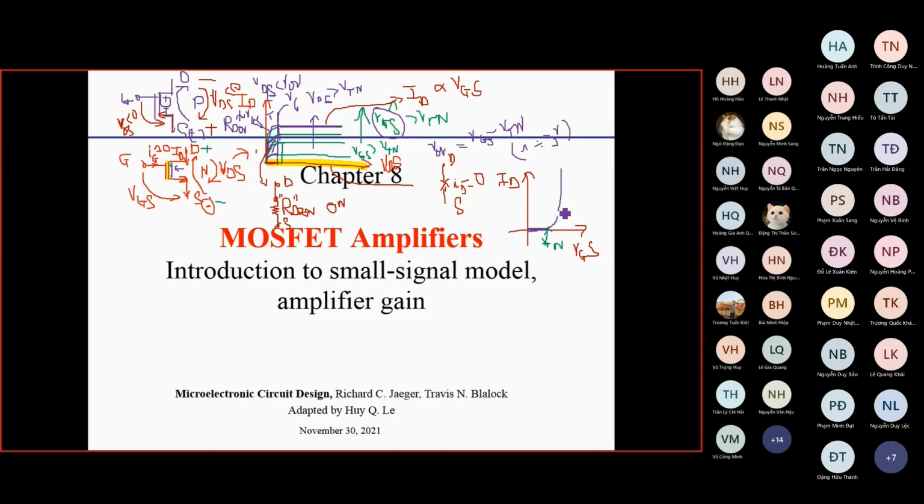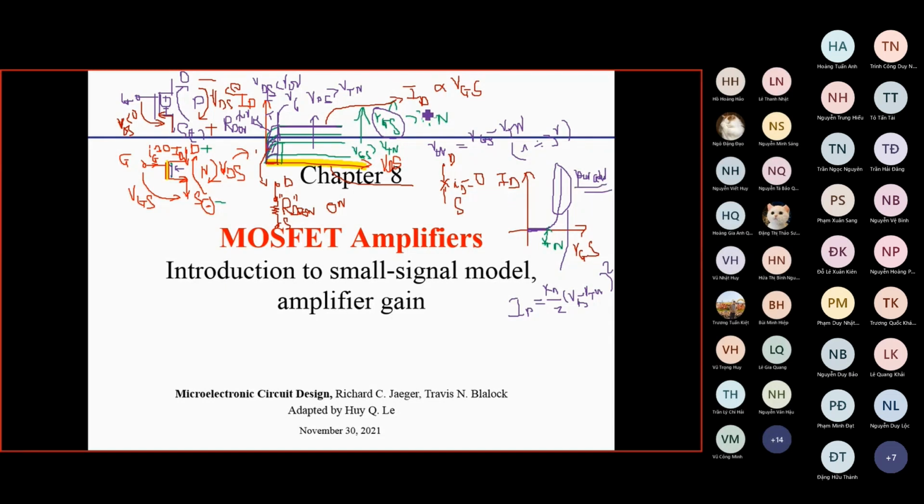In the triode and saturation modes, and especially in the saturation mode here, you can have a simple relationship between VGS and ID. So you can have ID equal to Kn over 2 times VGS minus V threshold, squared. So this curve is a parabola. Parabolic curve relationship.